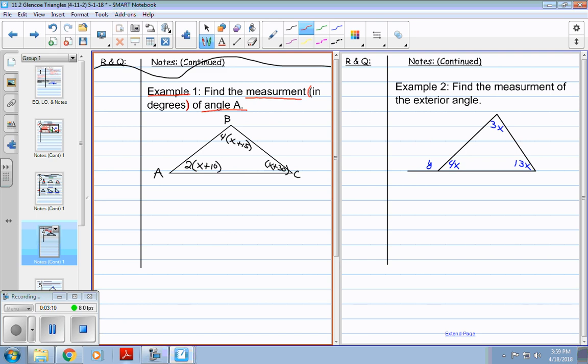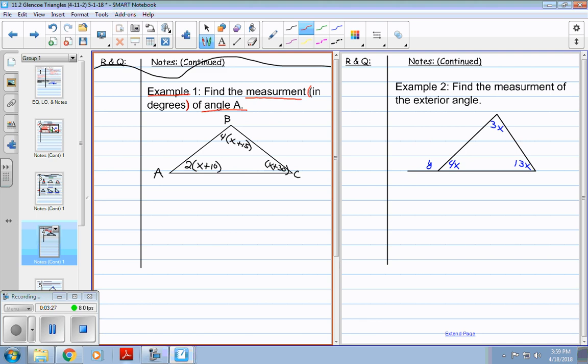So this is really similar to problems we did when we were finding the missing side of a perimeter problem on a rectangle, where we had to solve for the entire perimeter, get the variable solution, and then substitute back into the original expression to find the actual length of the side.